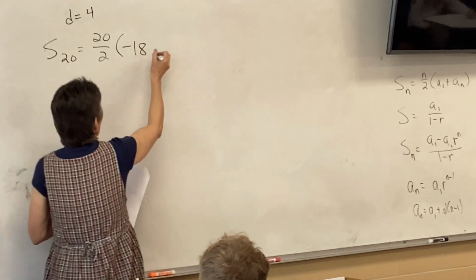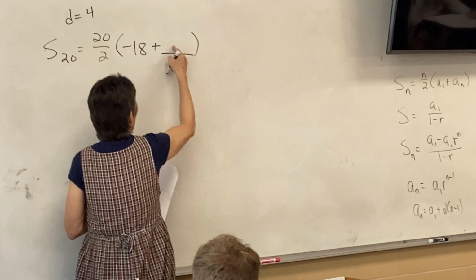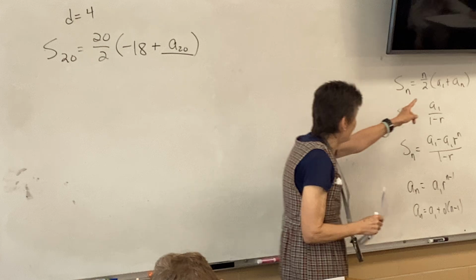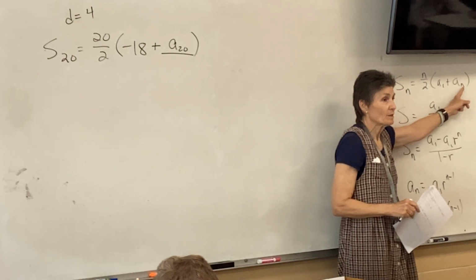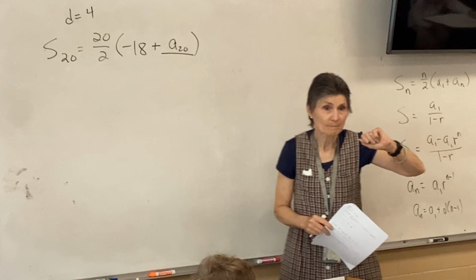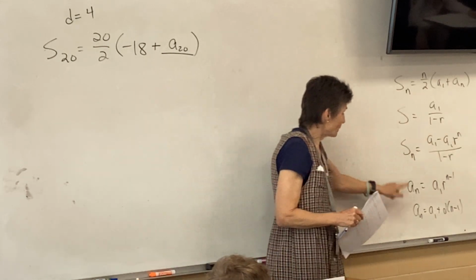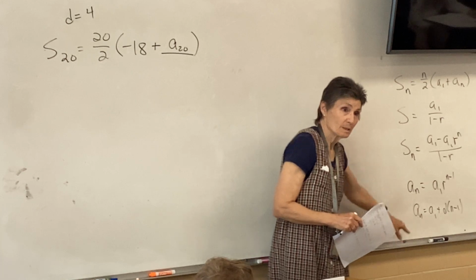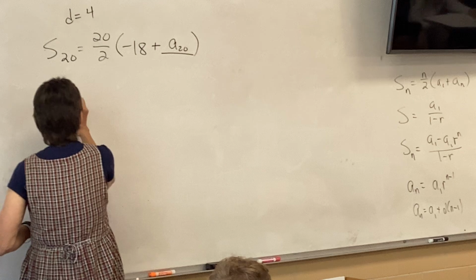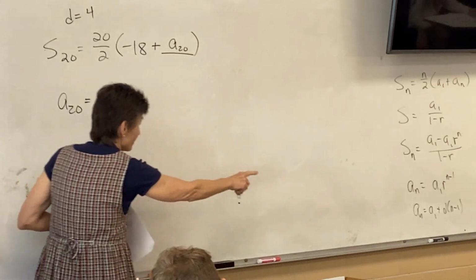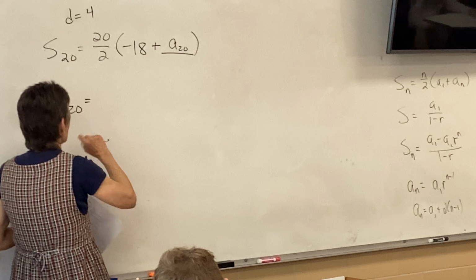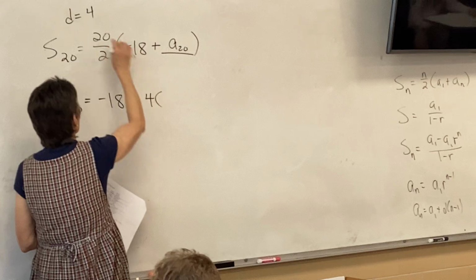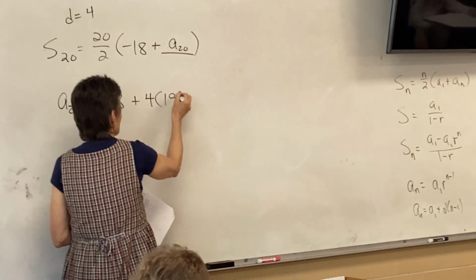Oh shoot. What goes here? What do I need right here? A sub 20. Look at the formula. A sub 20, n is 20. Do I know A sub 20? No. So I'm going to figure out A sub 20 using the bottom formula. According to the formula, the one on the bottom, A sub 20 is the first term plus the common difference, which you already told me was 4, times 19.